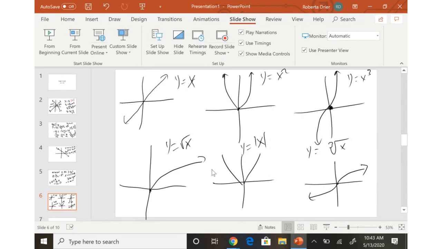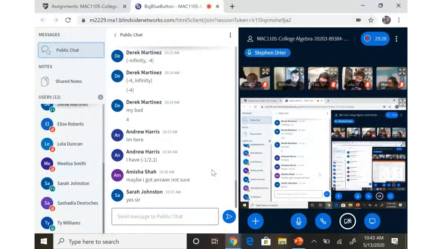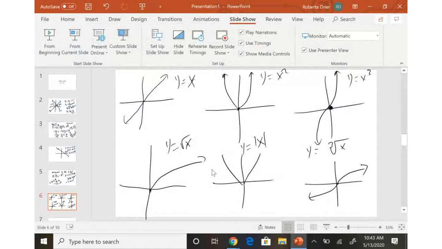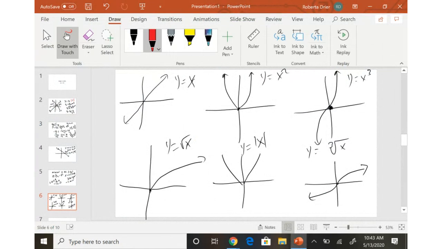All right, domain and range, go. Let's see here. Elise, can you unmute and walk me through the domain and range of these? What'd you get for the first one? For the first one, I got domain is negative infinity to infinity. What's the range? Range is negative infinity to infinity.